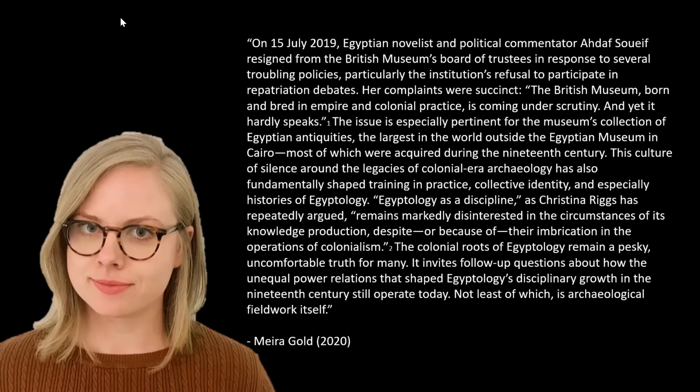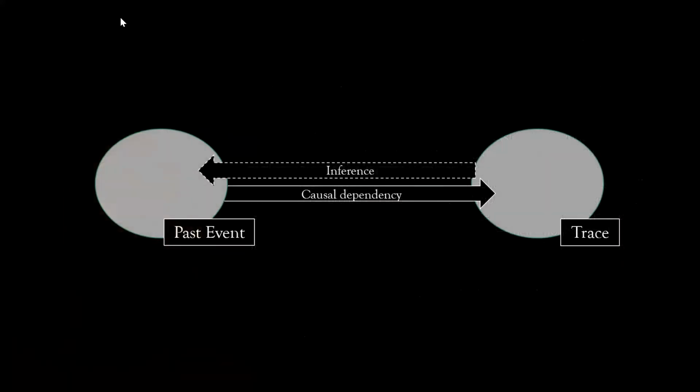It invites follow-up questions about how the unequal power relations that shaped Egyptology's disciplinary growth in the 19th century still operate today. And for Myra, she's particularly interested in how this plays out in fieldwork. And as a sort of historian of science, it's kind of unsurprising that she's looking at the ways in which various interesting epistemic and power structures within fieldwork seem to reproduce and recapitulate various types of colonial structures. Hopefully you get the general gist there. And it may be that there are ways we can think about movements in archaeology, some of which are fairly recent, in ways that look kind of like extractive colonialism, right? Let's have an example. And again, how should I put this? This is a bit speculative, but we'll see what you think.